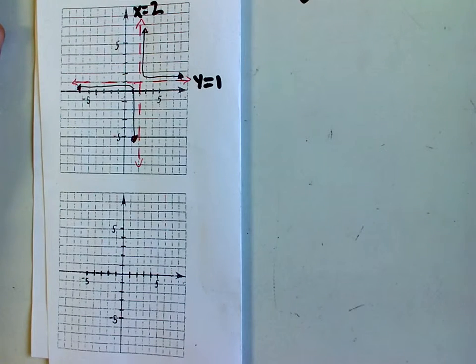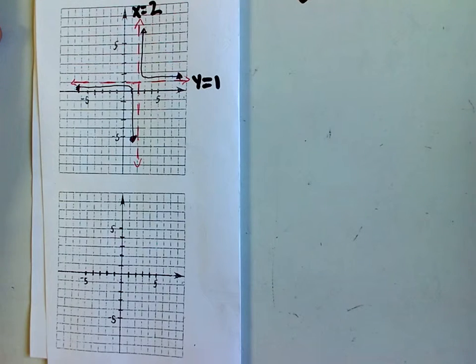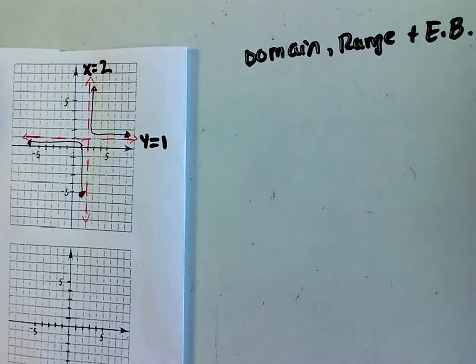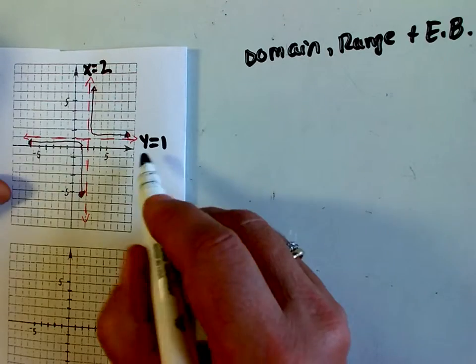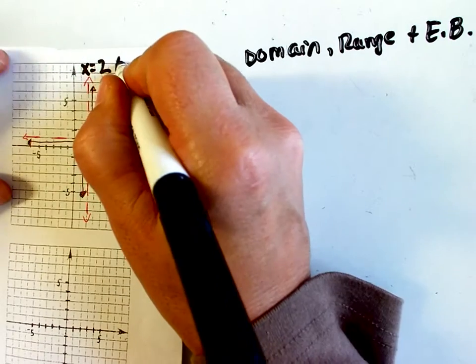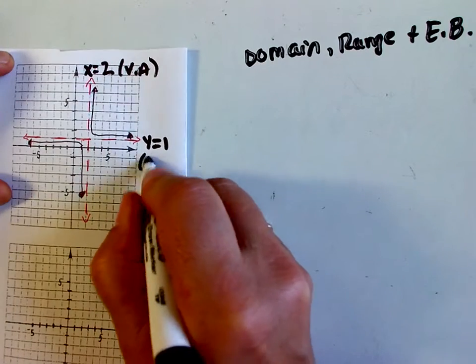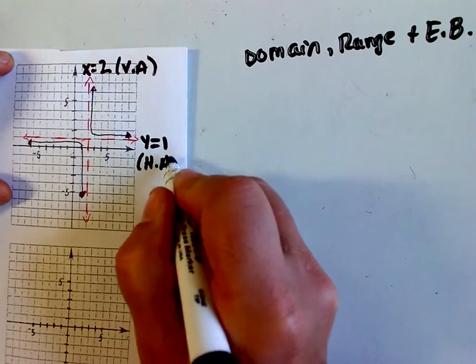In this video, we'll be learning how to state the domain, range, and end behavior for a rational function. The graph of the rational function you see here has two asymptotes: one vertical asymptote at x equals 2, and a horizontal asymptote where y equals 1.